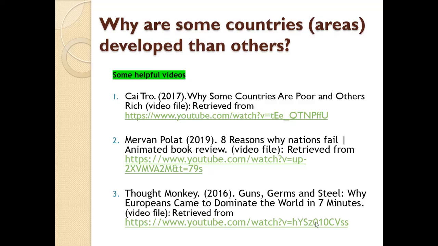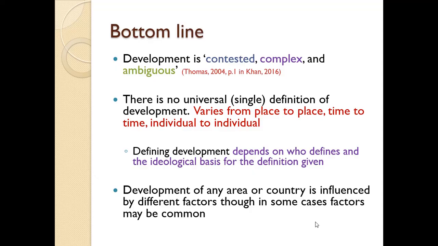Defining development, and why some countries are still poor while others are more developed. The bottom line is that development is contested, it's complex, it's ambiguous, it's multidimensional. There is no universal or single definition of development. The definition varies from person to person, from place to place, from time to time, depending on the different factors that influence such changes. So the definition depends on who defines it and the ideological basis for their definition.